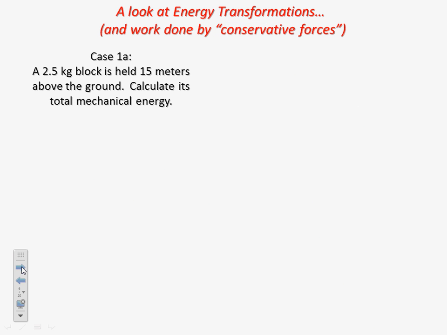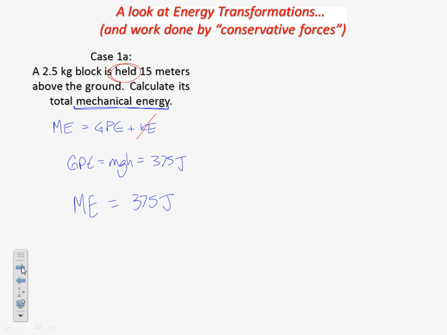Okay. Now, let's look at what we call energy transformations. Here's that same 2.5 kilogram block held 15 meters above the ground. Calculate its total mechanical energy. Well, by definition, mechanical energy is the sum of gravitational potential energy and kinetic energy. But notice this is held, so no kinetic energy. Look back, if you must, remember that from a couple slides ago? So this thing has a mechanical energy of 375 joules.